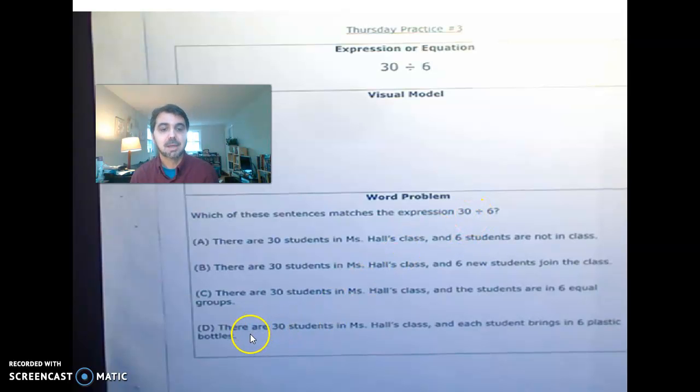And the last one is, there are 30 students in Miss Hall's class, and each student brings in 6 plastic bottles. Whew, that's a lot of plastic bottles. So the question is, would 30 divided by 6 represent what that says, or would it be something else? Okay, so figure out which one it is. There's only one correct answer. If it helps you to draw a model, then please do that. And tomorrow I'll let you know which one's correct.